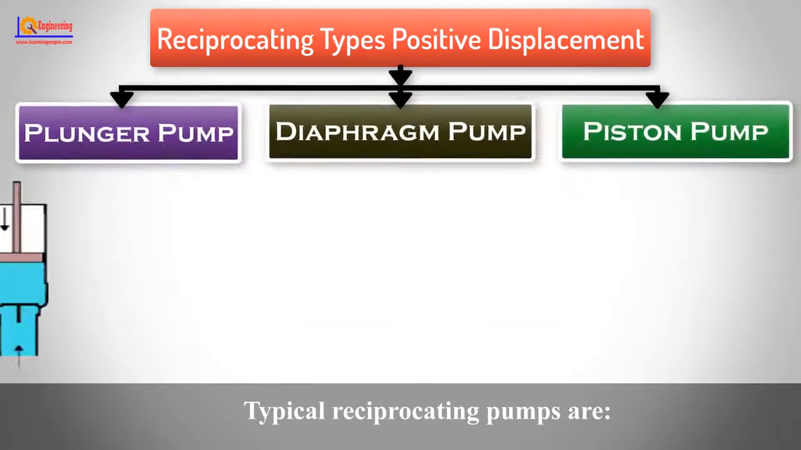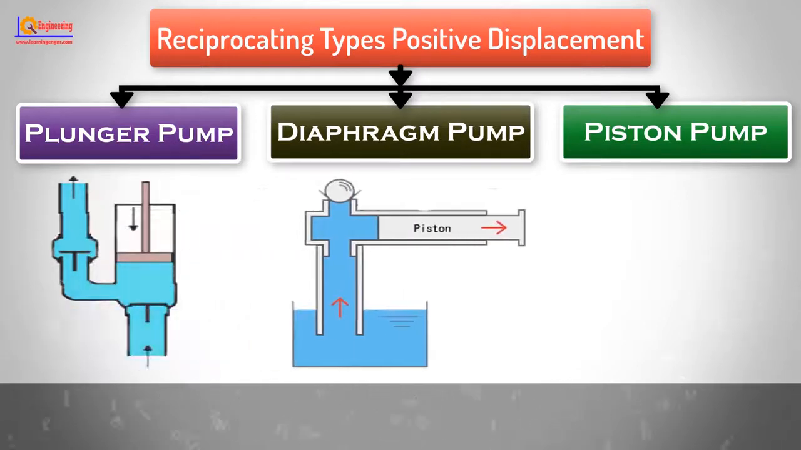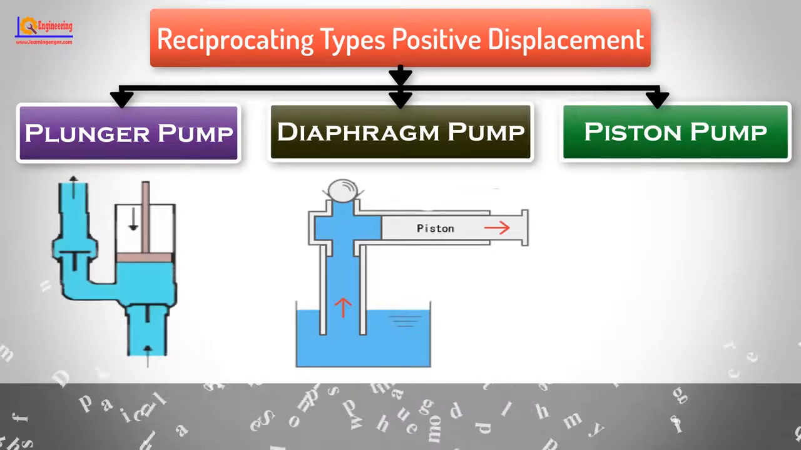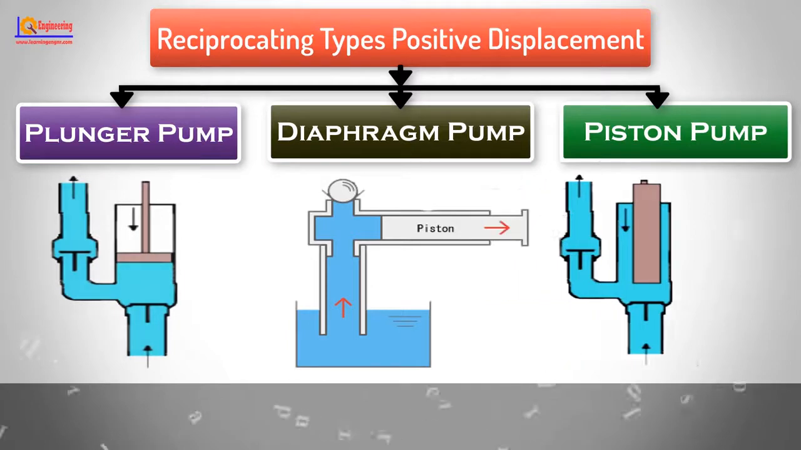Typical reciprocating pumps are plunger pumps. A reciprocating plunger pushes the fluid through one or two open valves, closed by suction on the way back. Diaphragm pumps. Similar to plunger pumps, where the plunger pressurizes hydraulic oil which is used to flex a diaphragm in a pumping cylinder. Diaphragm pumps are used to pump hazardous and toxic fluids.